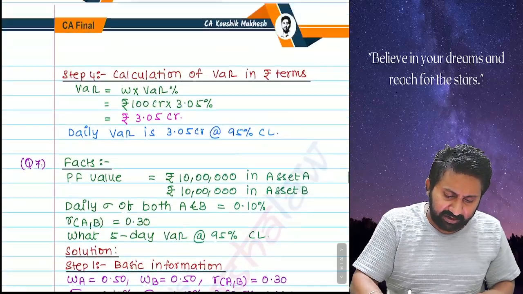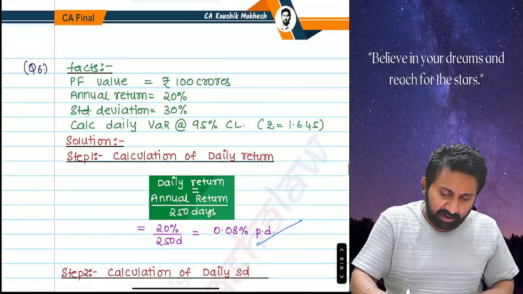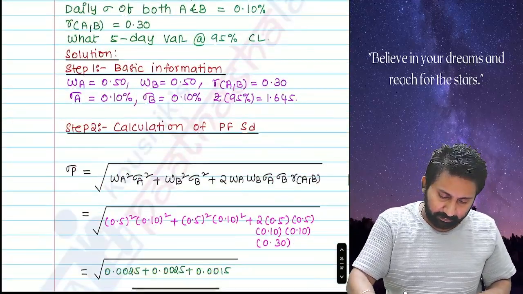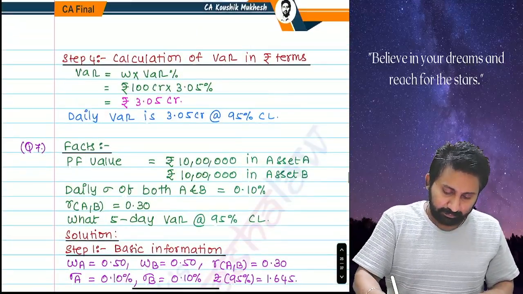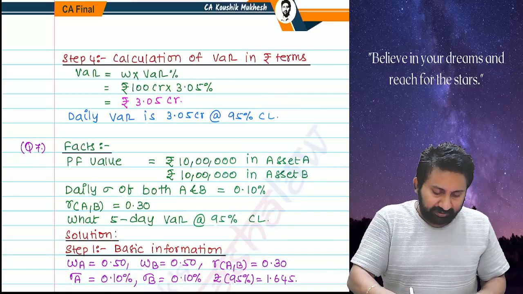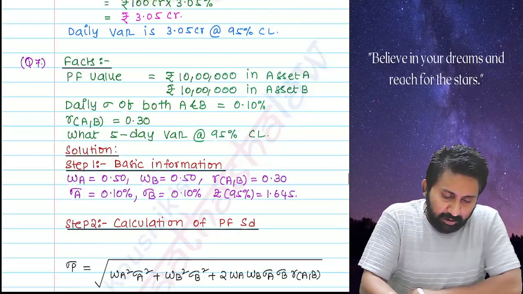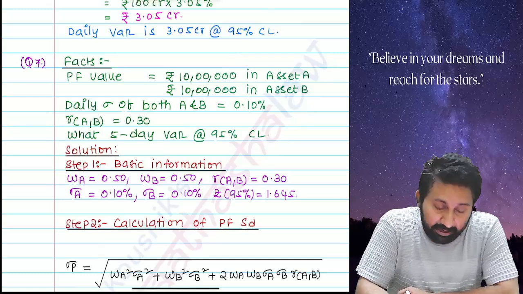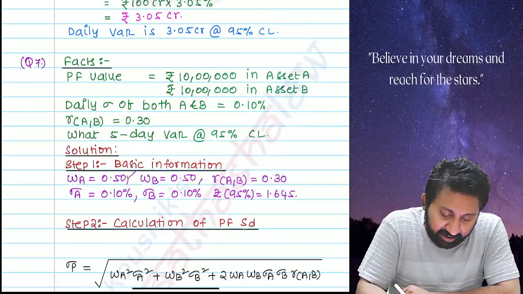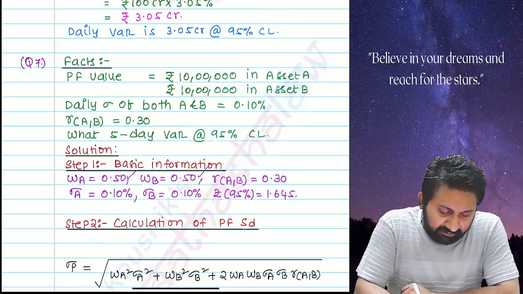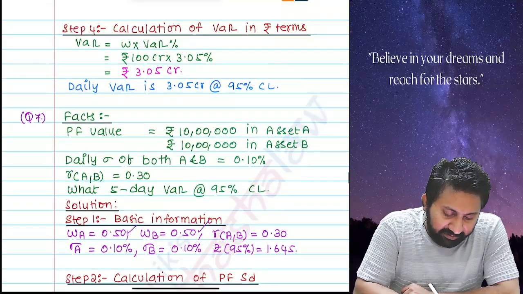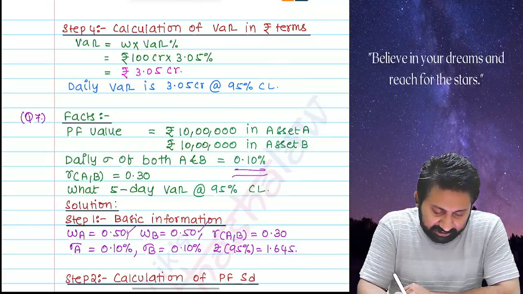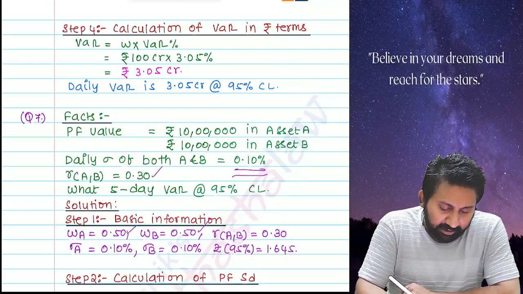95% confidence level, already we know the Z value. How much is it here? 1.645. Okay, first, you have 20 lakh total. You kept 10 lakh in A, 10 lakh in B. Means WA 0.5, WB 0.5. They have given the daily standard deviation of both A and B as how much? 0.1 each. Okay, this is also given.